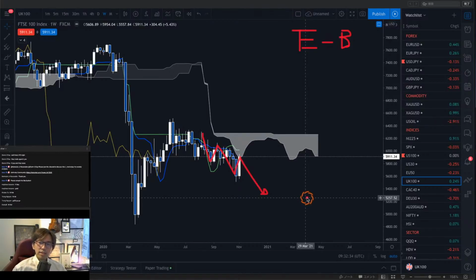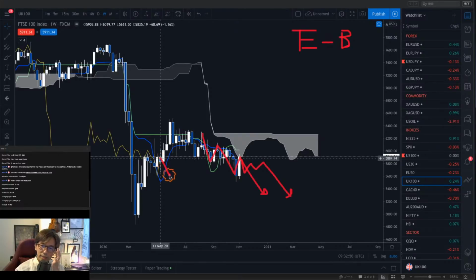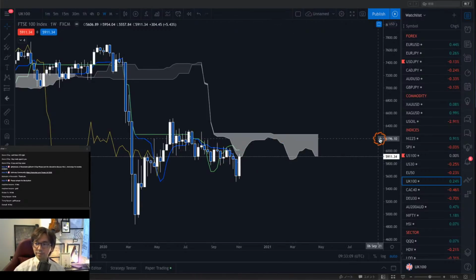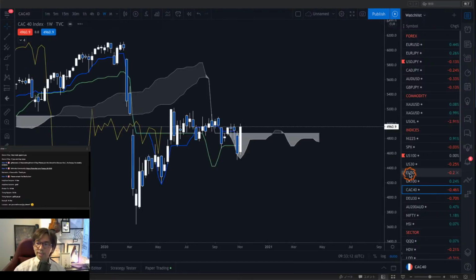And direction-wise this is flat, so it may consolidate for a while and it may go down afterwards, because Chikou span is touching the candles now, overlapping with the candles. So if you start to see that Chikou span break, then the market might continue to go down afterwards. So unless the price breaks the Kumo upwards, I think this is bearish to me. Not the best one to buy at this moment. So let's move on to CAC France.